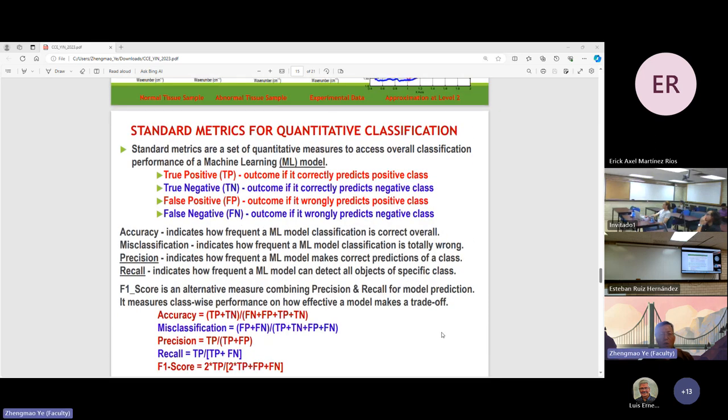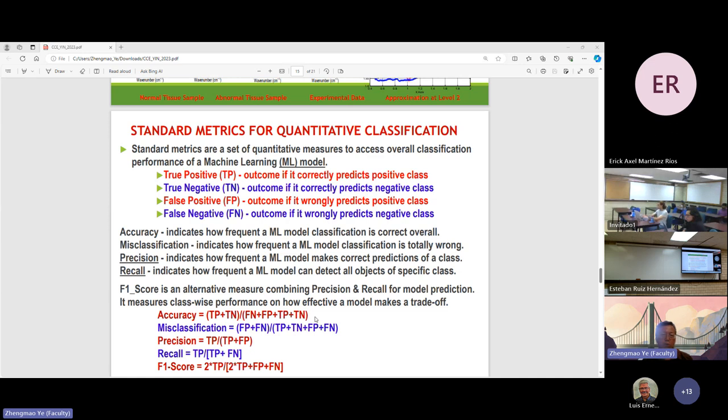Okay, so now we also want to introduce the quantitative classification. Then a set of standard metrics can be defined. The standard metrics are set up for quantitative measure to assess the overall classification performance of any model. Simply, true positive is the outcome if the model correctly predicts the positive class. True negative is the outcome if it correctly predicts the negative class. False positive indicates the outcome if it wrongly predicts the positive class. False negative indicates the outcome if it wrongly predicts the negative class.